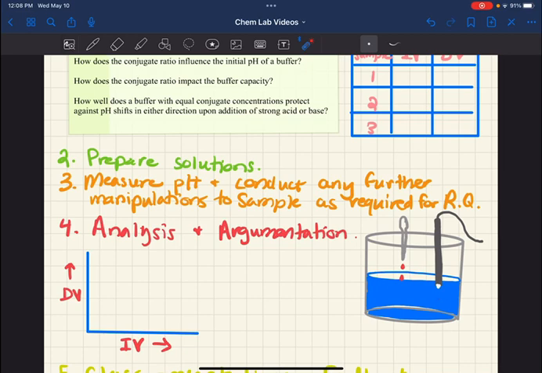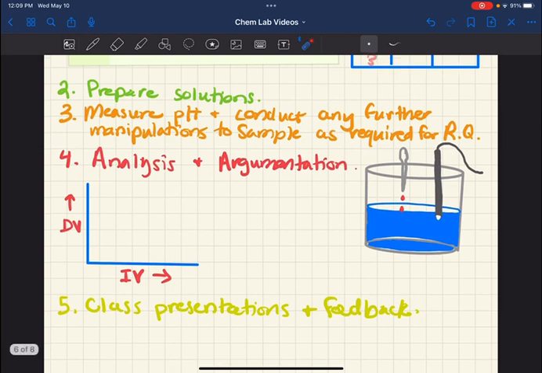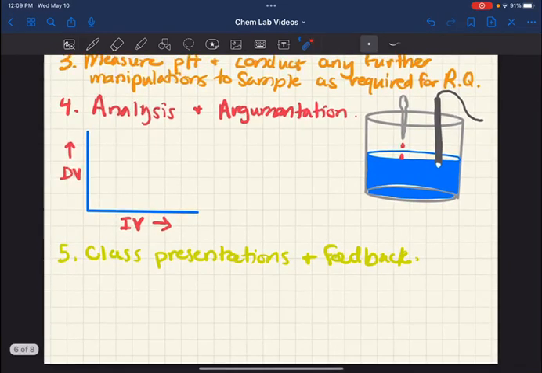After you've collected your data, you'll conduct an analysis and argumentation session with your group. And so part of that analysis is important to think of a way that you can plot or generate some sort of graph, diagram, or model representing your data. And typically, let's remember that our independent variable usually will be on our x-axis, and we'll see our dependent variable on our y-axis.